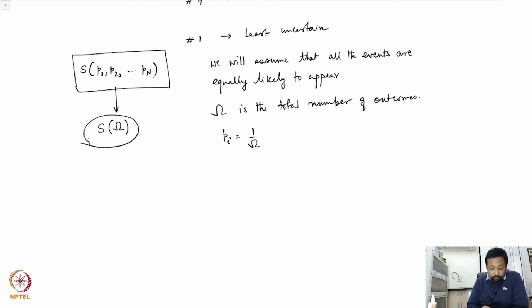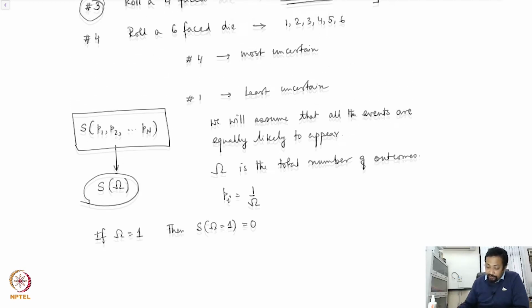Let's see what characteristics that S will have. If omega is equal to 1, then S of omega is equal to S of 1, which is 0. What does this mean? Omega is equal to 1 means essentially there is only one outcome, and for that event you know that that is the only outcome that can appear, so there is absolute certainty. There is no uncertainty associated with that, right?